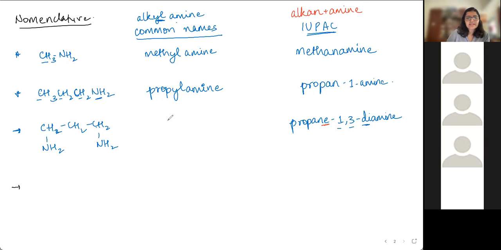Okay. What if it's a secondary or a tertiary amine? So let's say you have CH3, NH, C2H5. The common name is pretty simple. The format followed will be the same. It's going to be ethyl methyl amine. How are you going to do the IUPAC name for this?